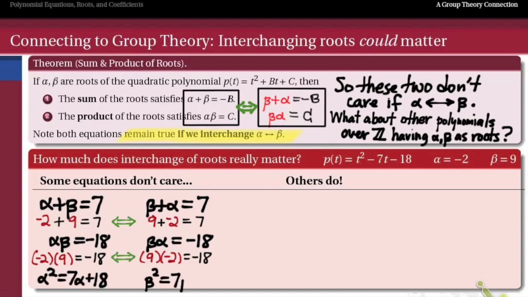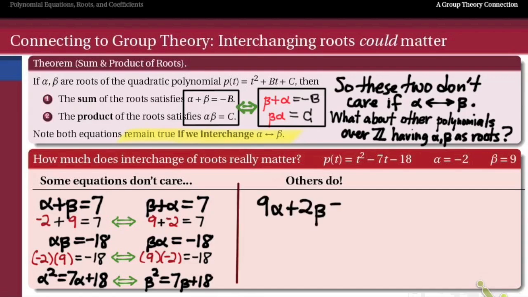But there are also other polynomial equations that are satisfied by alpha and beta. For instance, alpha satisfies alpha squared equals 7 alpha plus 18. If I swap alpha with beta in that equation, I get beta squared equals 7 beta plus 18. But if one of these is satisfied, then the other is satisfied, because it turns out both of them are equivalent to being a root of p in the first place. So some polynomial equations in alpha and beta don't care if we swap alpha with beta. If they're true in one ordering, then they're still true in the other.